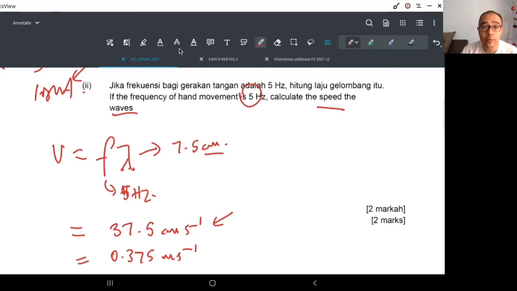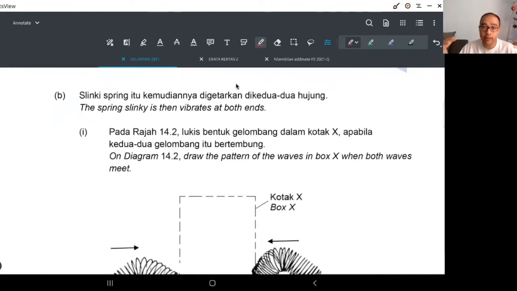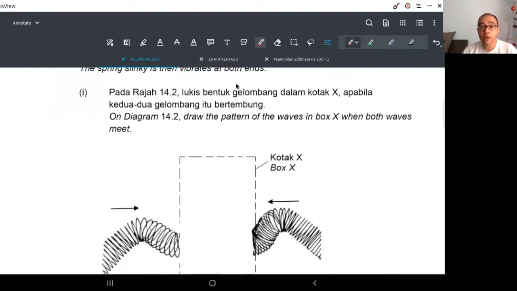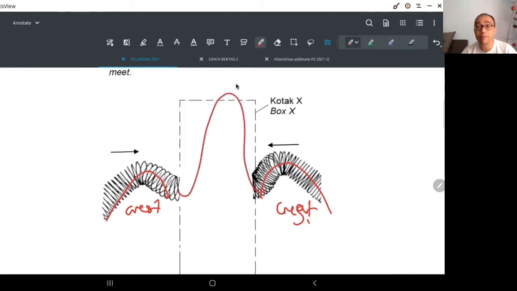Alrighty. The slinky is then vibrated at both ends. So that means you have one end over here, and then you vibrate it at the same time. So you kind of know what's going to happen. In diagram 14.2, the pattern of the waves in box X, how would they described? If you think about it, this is a crest, and this is also a crest. So when crest and crest meet, what will happen? They will become 2 times bigger. They become 2 times the amplitude, it will increase.